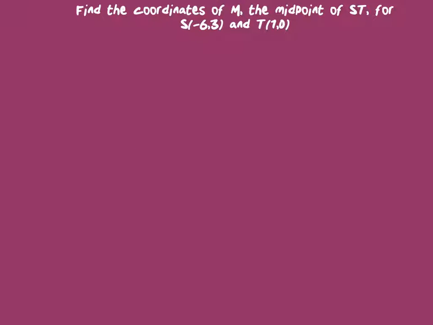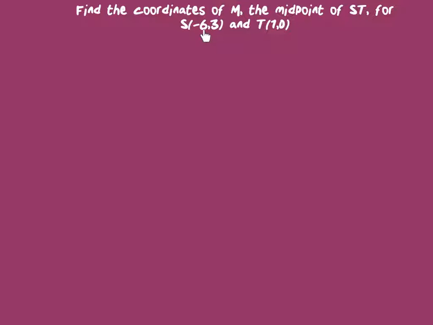Alright guys, here we're going to be doing example number 4. And this is finding the midpoint. You're going to find the coordinates of M, the midpoint of ST, when S is at negative 6, 3, and T is at 1, 0.